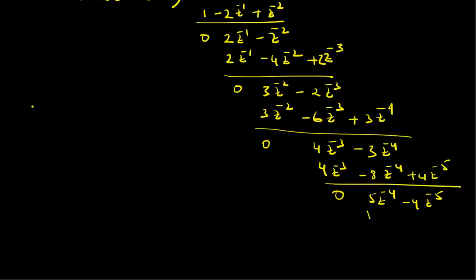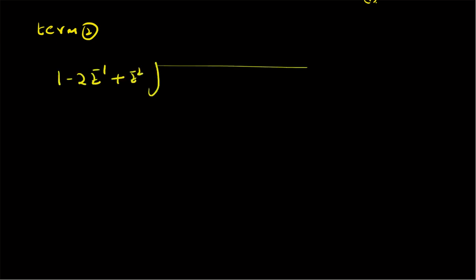So this continues on. Now for the second term, again the divisor is 1 minus 2 Z inverse plus Z power minus 2, and the numerator is 2 times Z power minus 1. So the first term will be 2 times Z power minus 1. Then we have 2 times Z power minus 1 minus 4 Z power minus 2, and then plus 2 Z power minus 3.